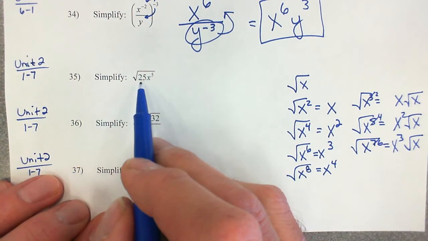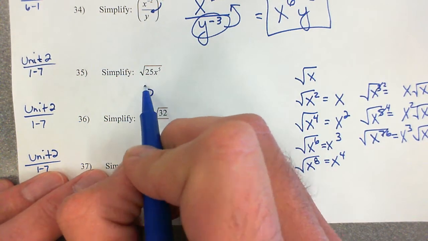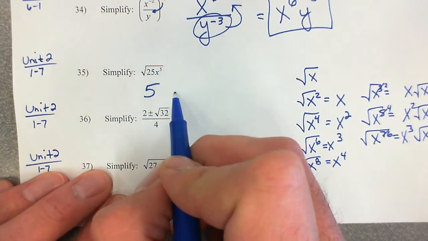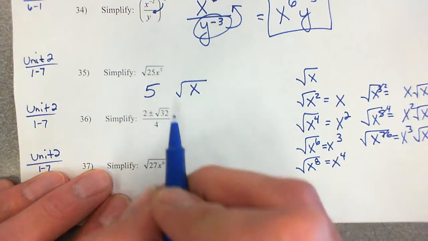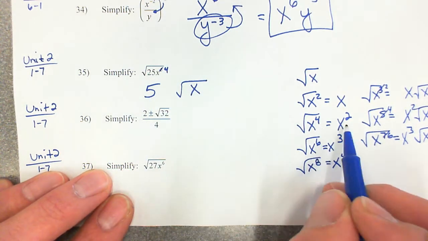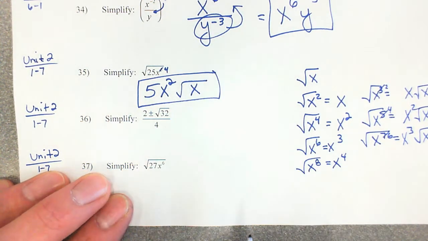So if we look at that here, back to 35, square root of 25 is 5. Now, since this is an odd, we know we're going to have a square root of x left. Now this changes into a 4. Square root of x to the 4th is x squared. So this is 5x squared square root of x.